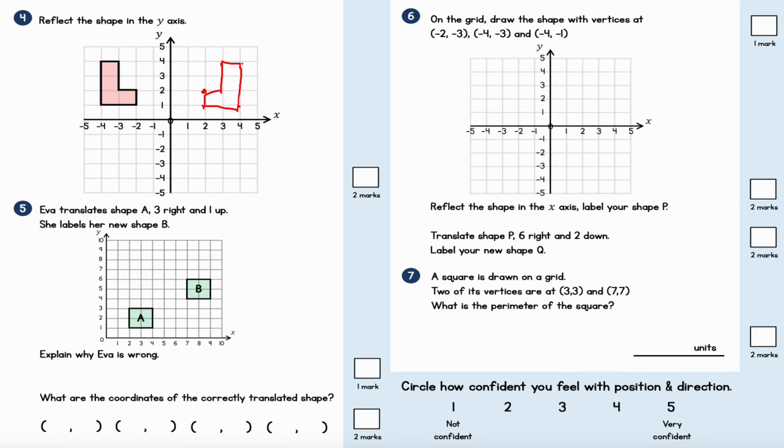Eva translates shape A 3 units to the right and 1 up. She labels her new shape B. Explain why Eva is wrong. Well, let's take this top right corner. 3 units to the right means 1, 2, 3 and then 1 up. But she's actually put that point there, so that's why it's incorrect. So that new point should be there and not there.